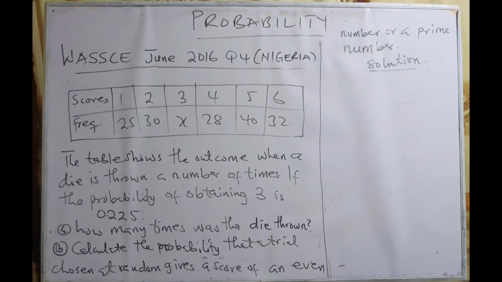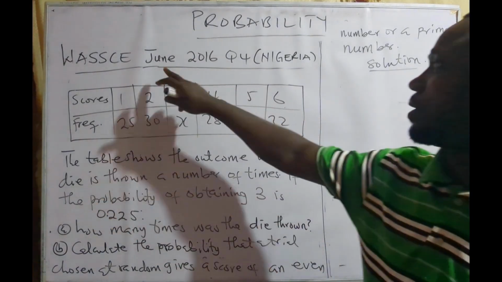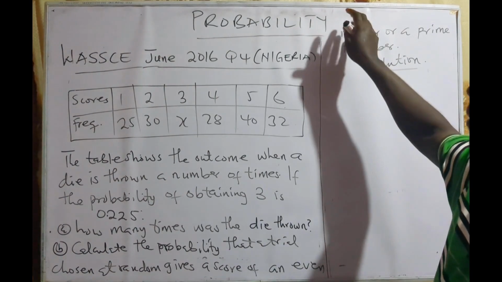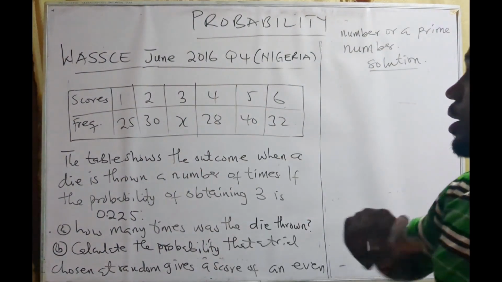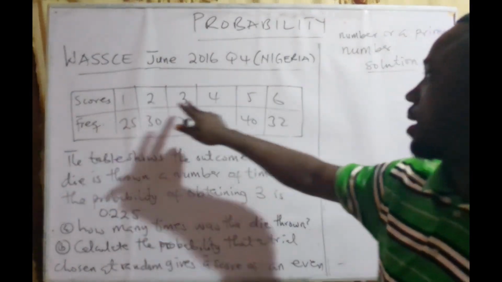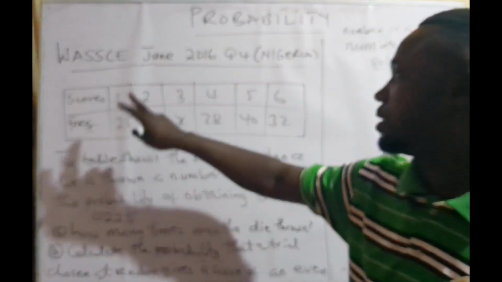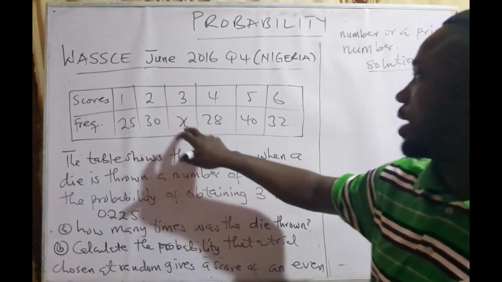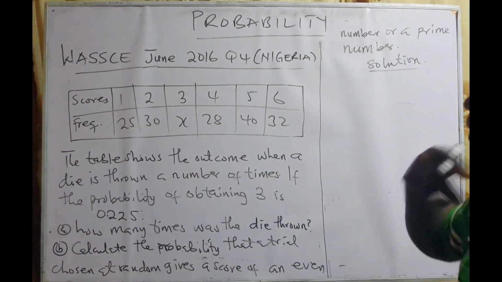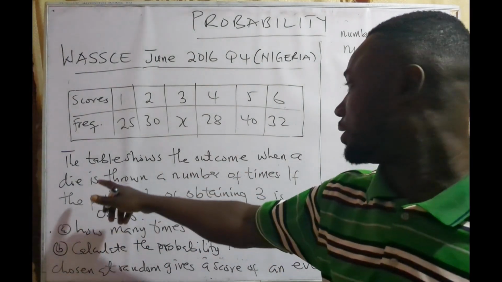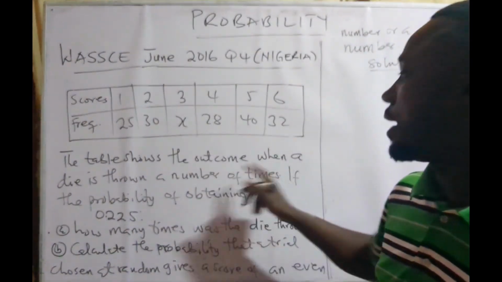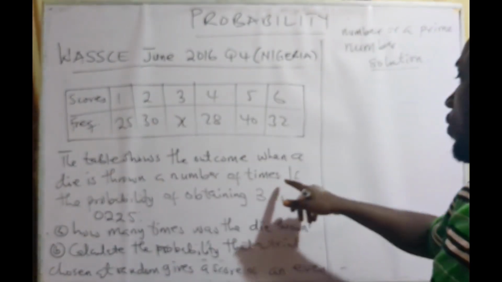Okay, let's consider this question. WASSCE June 2016 question 4, Nigeria. We are given a frequency table here. We have the scores 1 up to 6 and then the frequency 25, 30, X, 28, 40 and 32. And so the table shows the outcome when a die is thrown a number of times.